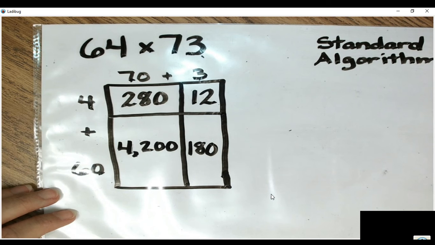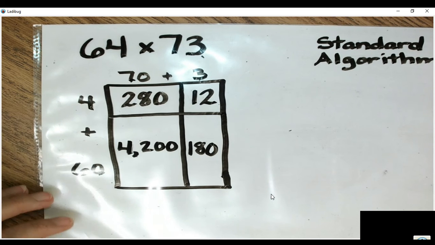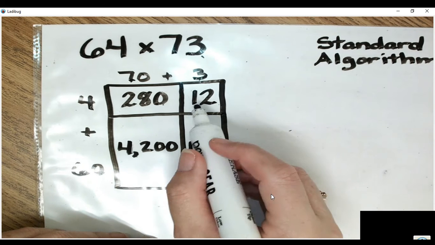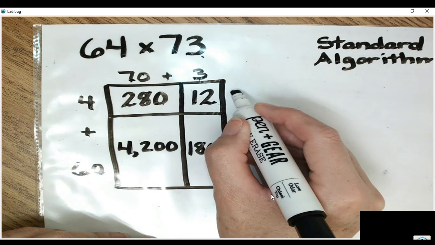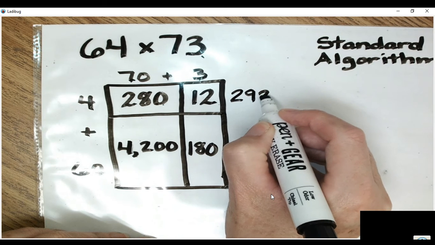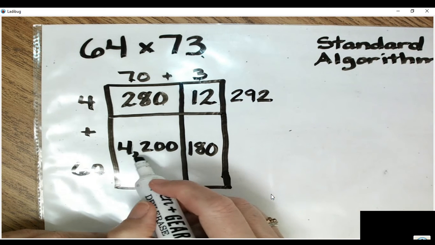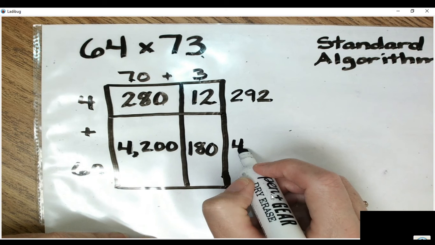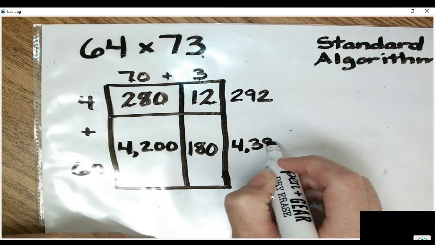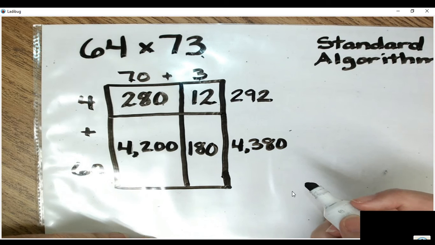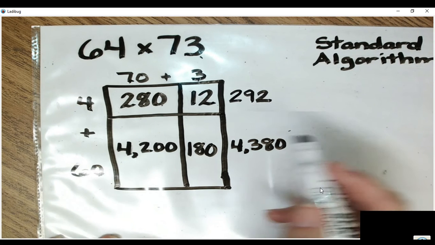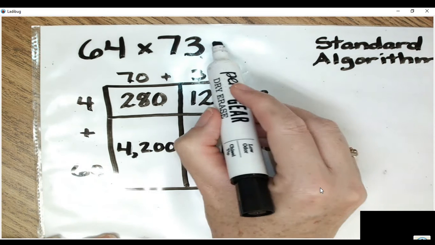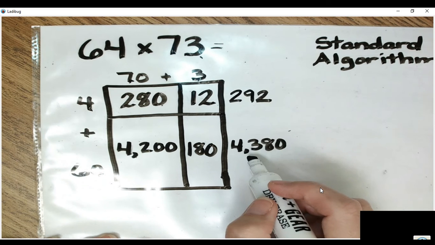And now we need to be doing some adding of these partial products. So let's look at our rows. 280 plus 12 is 292. And then 4,200 plus 180 is 4,380. So, we're still not finished. Now we need to add these two partial products together.